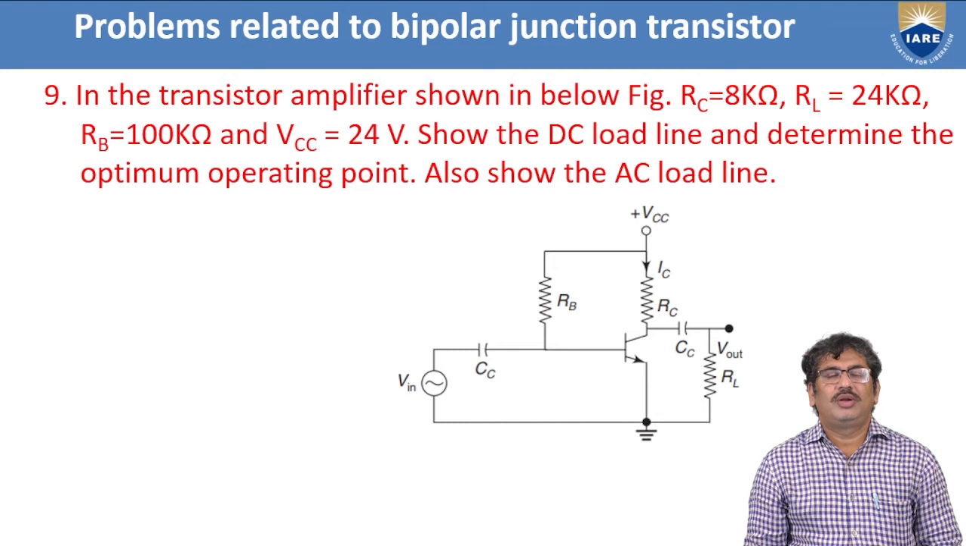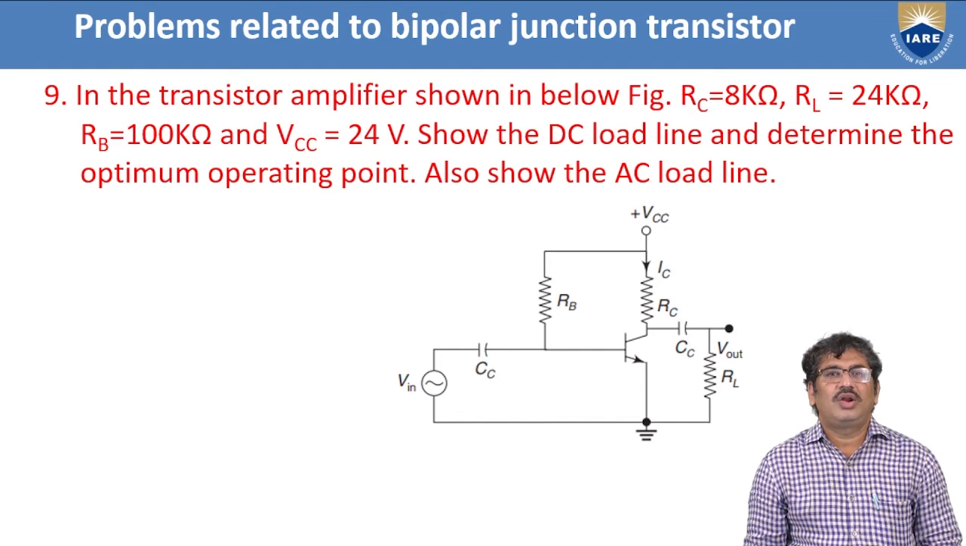Next, we will move to the ninth problem. In the transistor amplifier circuit shown in below figure, RC is equivalent to 8 kilo ohms, RL is equivalent to 24 kilo ohms, RB is equivalent to 100 kilo ohms, and VCC is equivalent to 24 volts. Show the DC load line and determine optimum operating point. Also show the AC load line. Here the transistor is connected in fixed bias.